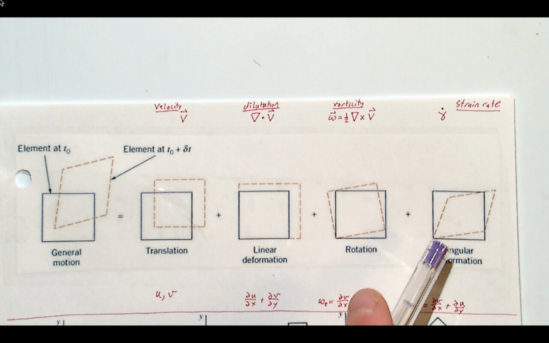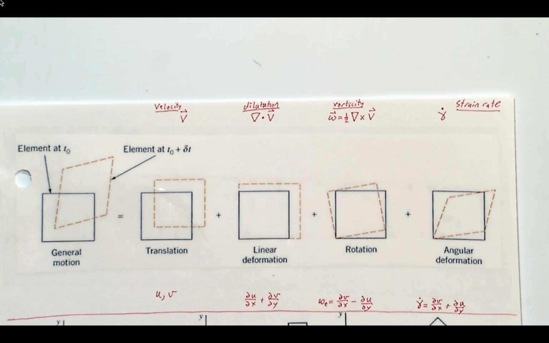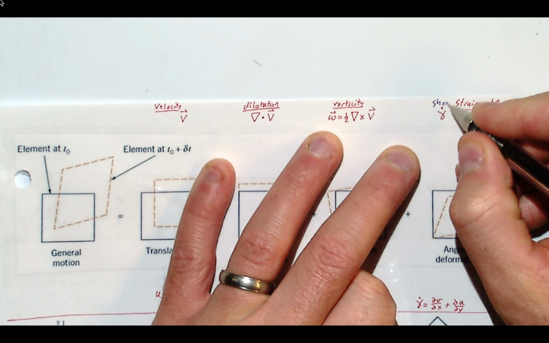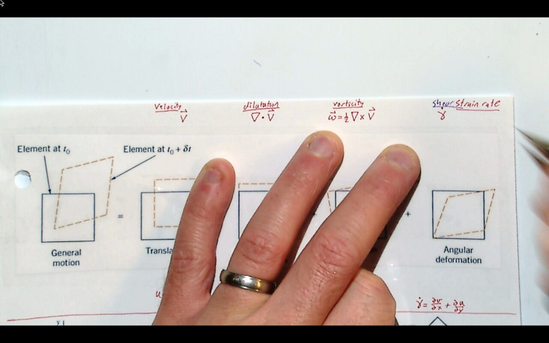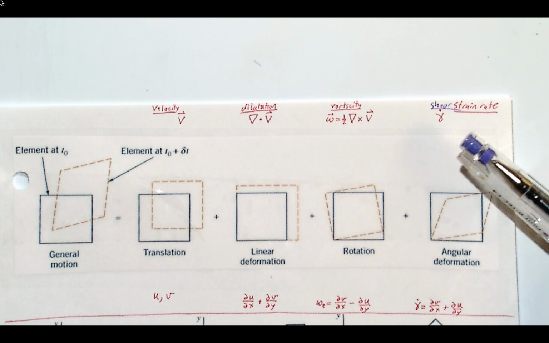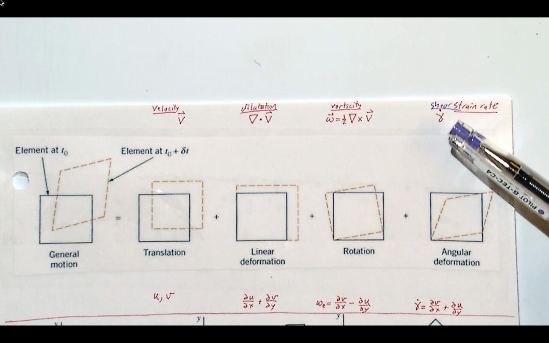This is just a pure angular deformation coming from the straining in a shear fashion. The shear strain, yeah, I'll add that here. This is really limited to shear strain rate. Shear strain rate, it's a rate of change because we're talking about a fluid element, so that's why it has a dot on the top. It's a time rate of change of our shear strain.